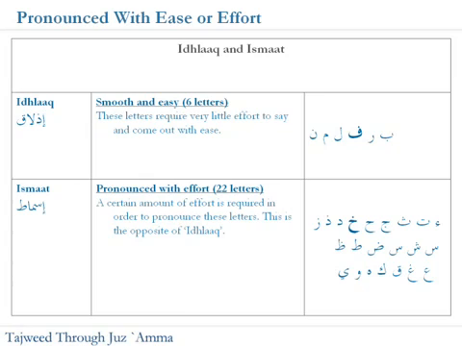Pronounce with effort. A certain amount of effort is required in order to pronounce these letters. This is the opposite of smooth and easy. So if we take the ha, then when you say it, you say ha. So it requires you to press the tongue in a certain place. You need a bit more breath at the beginning. If you say ach, ach, it takes effort. So that's what they're talking about with this characteristic.